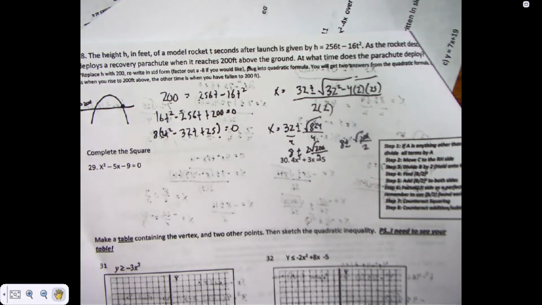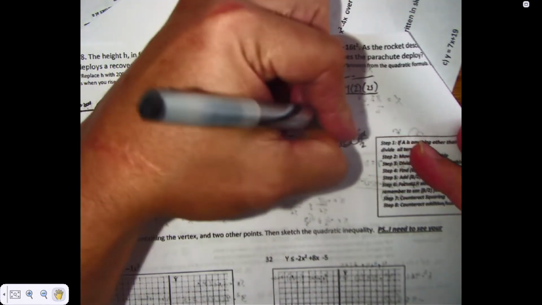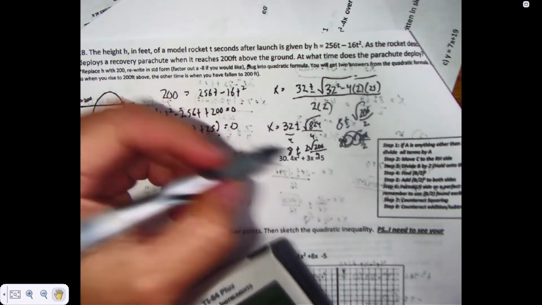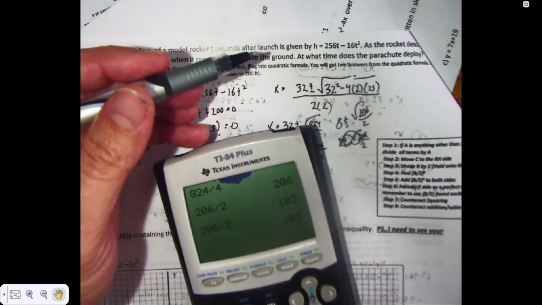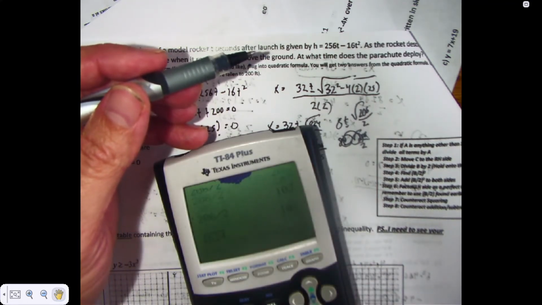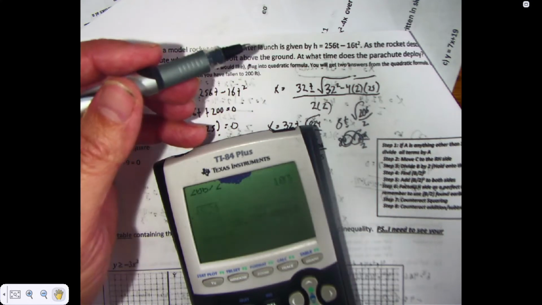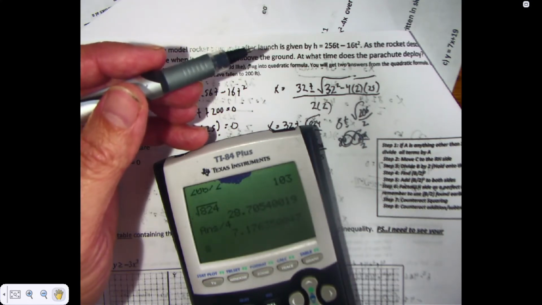Now the reality is this is kind of a real world situation here. That's really hard to read, isn't it? 8 plus or minus root 206 over 2. Right here is probably where you should have just played with the number. Root 824 divided by 4. So we're at 8 plus or minus 7 1/18 of a second.